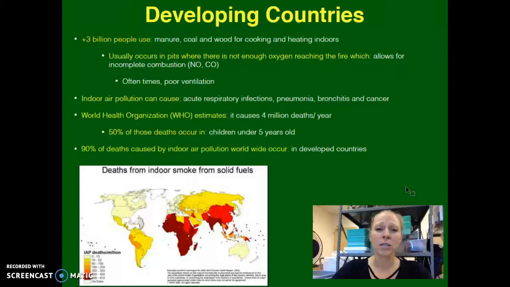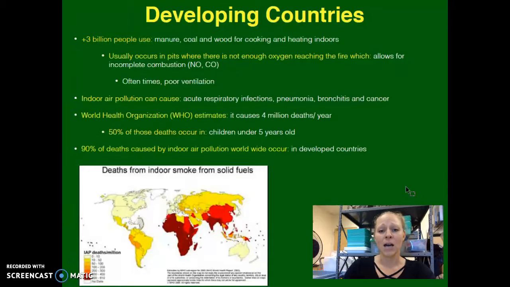Oftentimes this occurs in pits where incomplete combustion occurs, which produces carbon monoxide because there isn't an opportunity for the carbon to be introduced to two oxygens, and so it produces this toxic chemical, carbon monoxide. Indoor air pollution can cause acute respiratory infections, pneumonia, bronchitis, and even lung cancer. The World Health Organization estimates that there are about 4 million deaths per year. Unfortunately, 50% of those deaths are children under the age of 5.